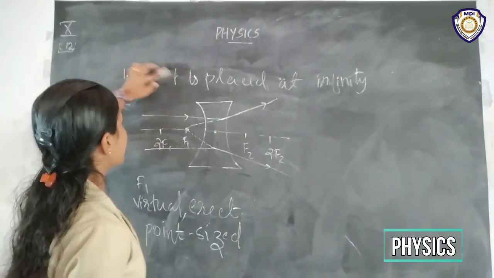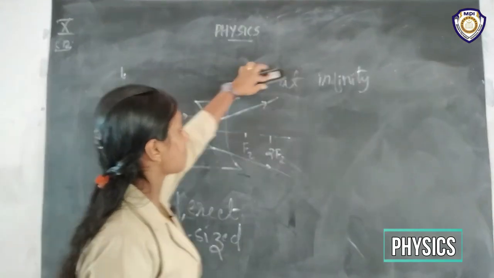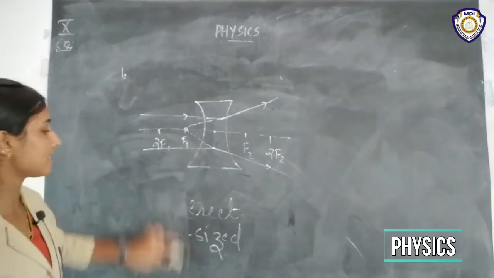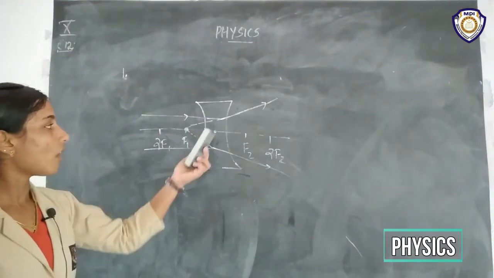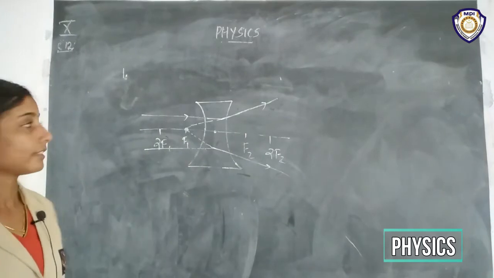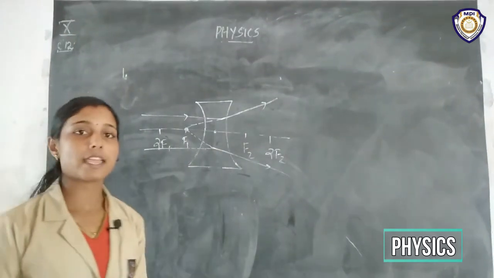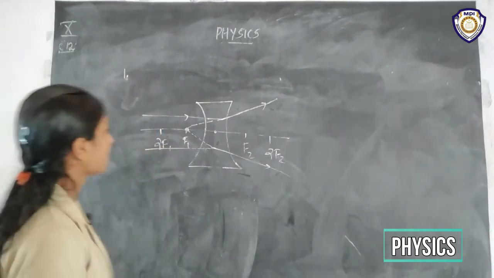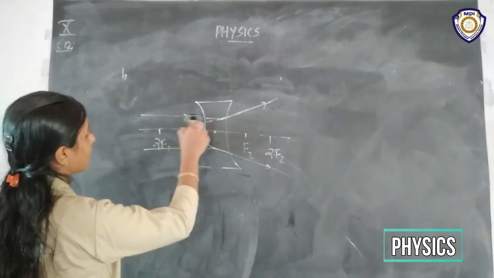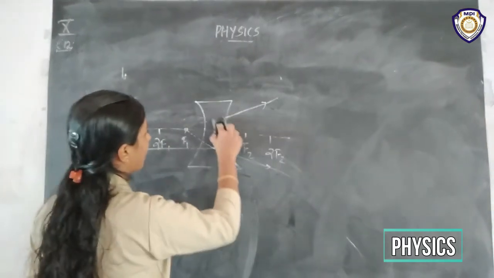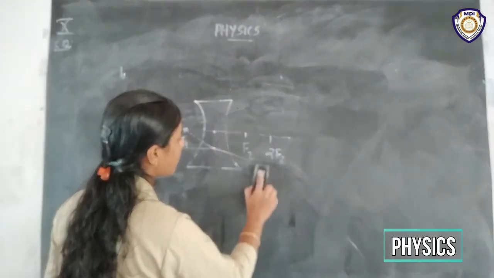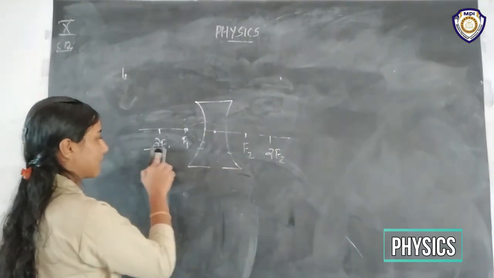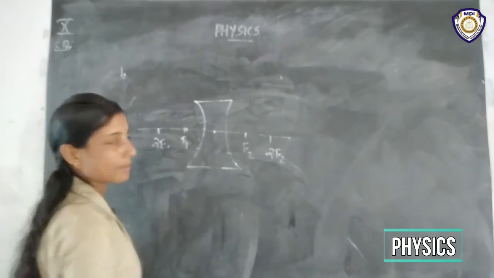What will be the next scenario? We have to look into the second scenario, that is, the object is placed somewhere in between O and infinity. That means the object is placed anywhere in between optical center and infinity, right? I will wipe this, and you should draw all these ray diagrams separately, right?